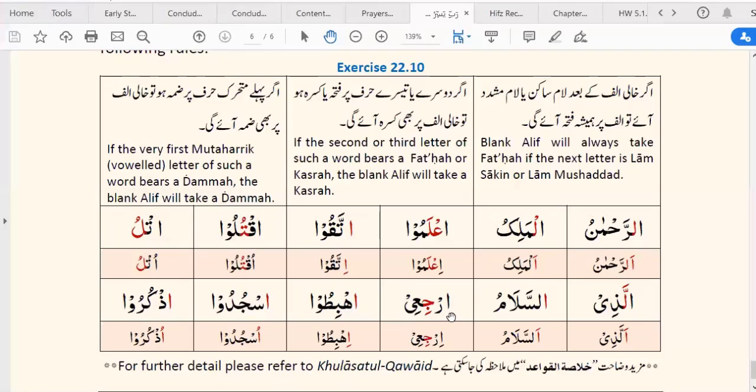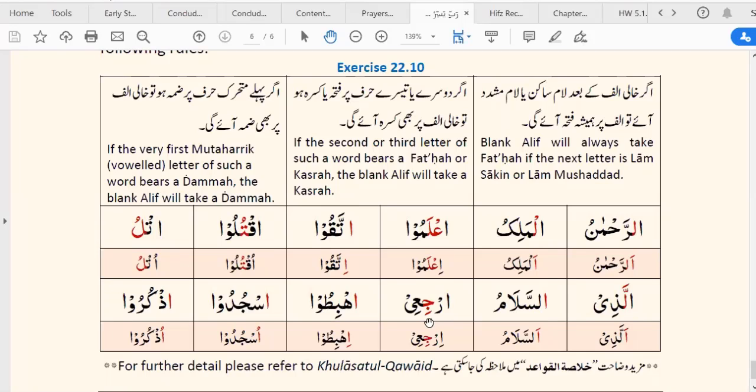And what about here? Talk me through it. Here's a blank alif, and I want to go to the first letter with a stroke, or mutaharrik letter. First letter with a stroke. So talk me through it. Does this have a stroke? No. Okay. What about this one? It has a kasra on it. Okay. So now we've learned something.